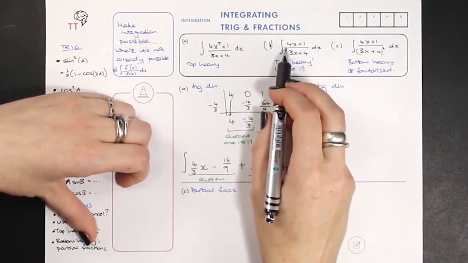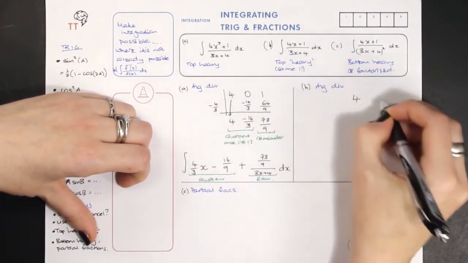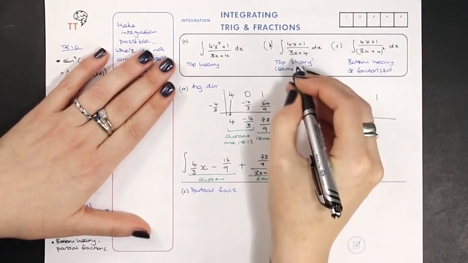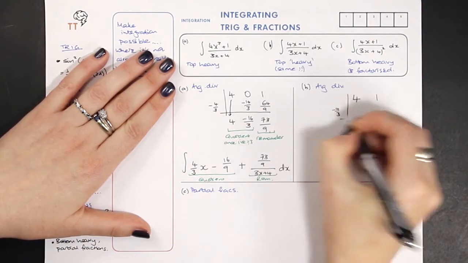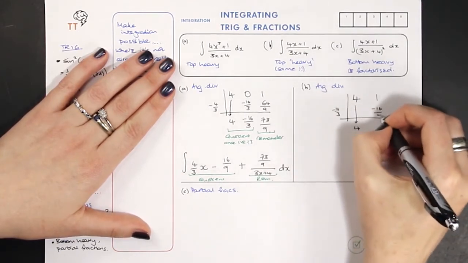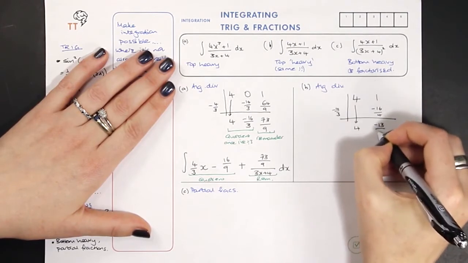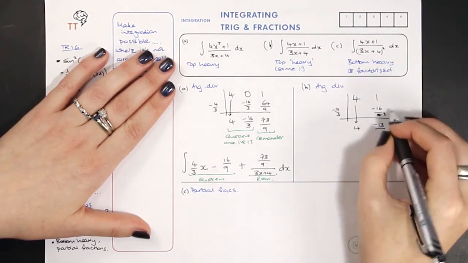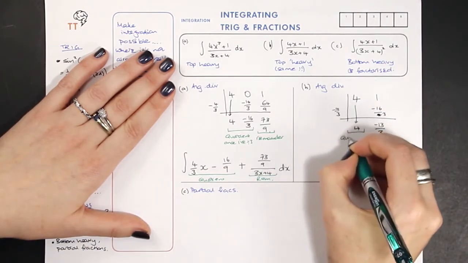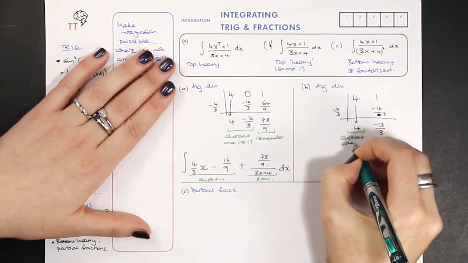So we've got on the top 4 x's and then a 1. And then we make our little grid. What makes the bottom 0? Minus 4/3. Write the 4 down here. Multiply these together and write it here. Add them up. Minus 13 over 3. So this is going to be the quotient when it's divided by 3.